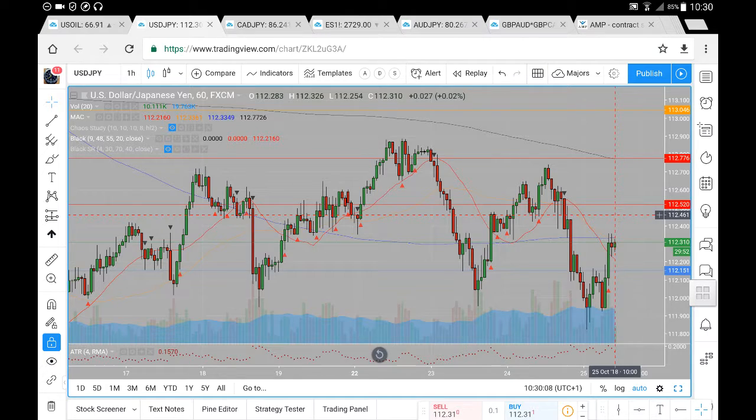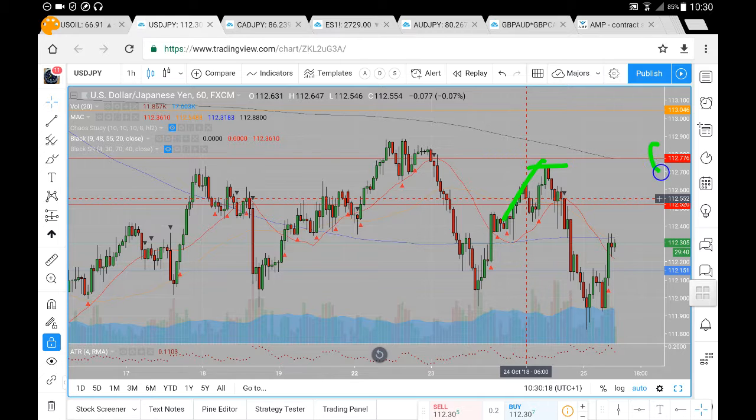So this is US dollar Japanese yen analysis for Thursday 25th of October. Now let's just have a look at prices and where pricing may likely go. So previously we've had prices rally towards that 1277 here on the US dollar Japanese yen. Did fail to have a true test of that 1277.